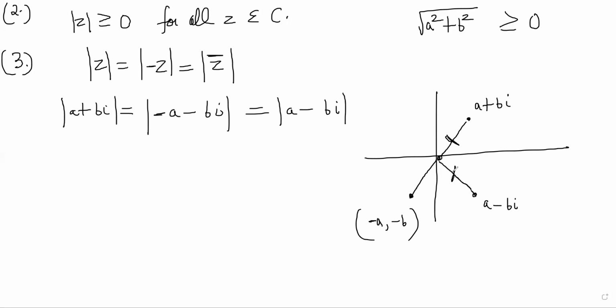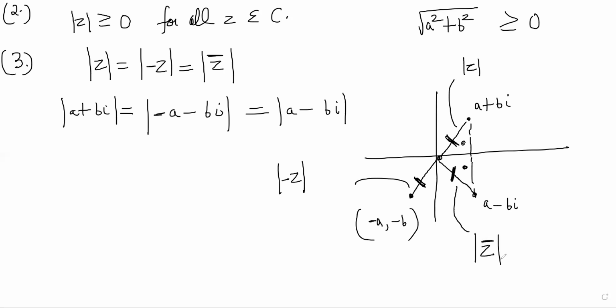This distance will be equal to this distance because I'm doing a reflection here and this triangle is congruent to this triangle. And similarly, this distance is also equal. So all these three distances are equal. This will be your mod of minus z. This will be your mod of z. And this will be your mod of conjugate. So you can take mod for any complex number basically.